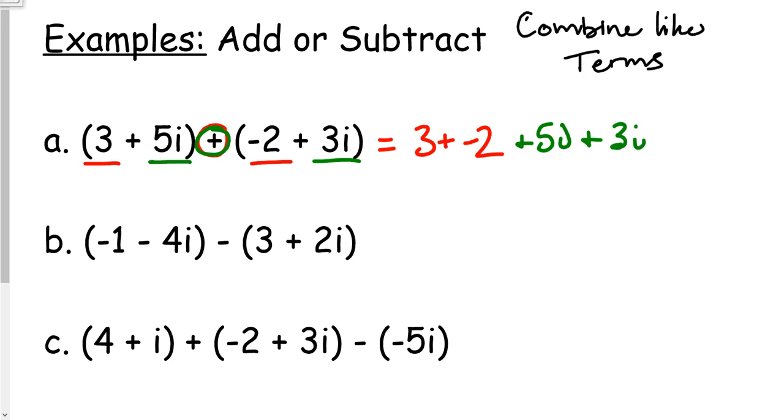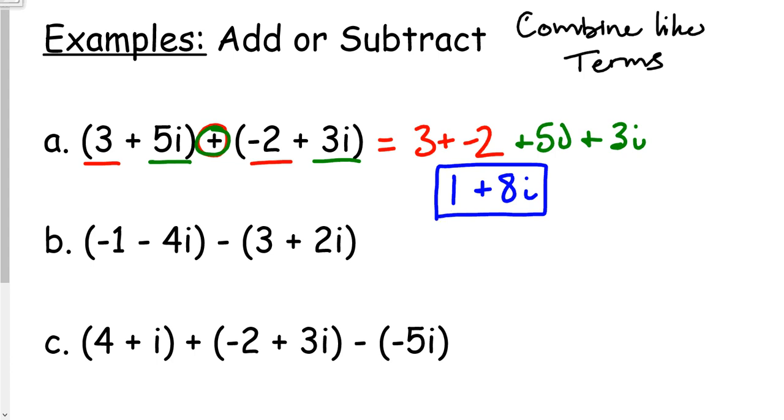If I go and combine my like terms like this, 3 plus negative 2 simplifies to 1, 5i and 3i is 8i, so plus 8i represents my solution.